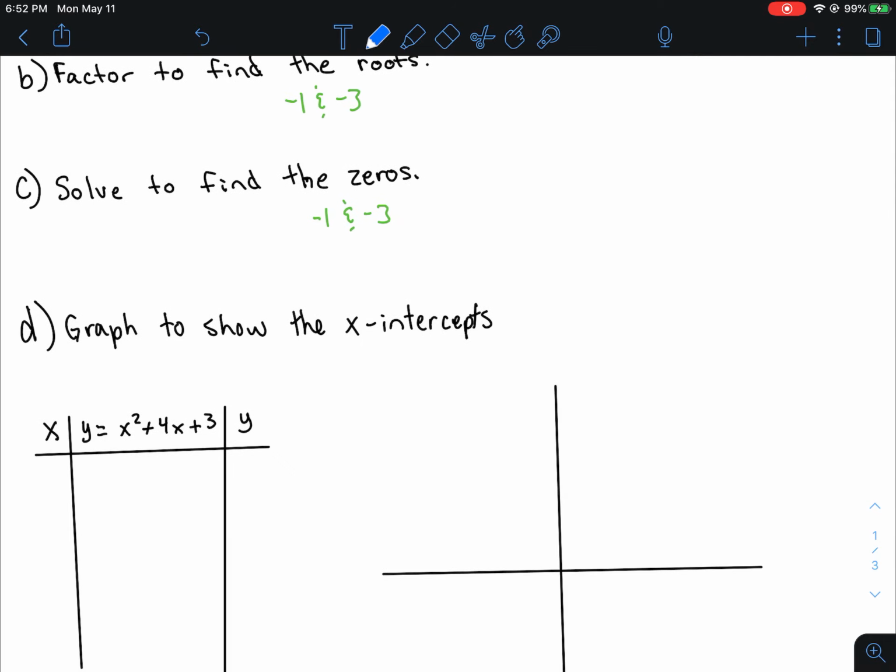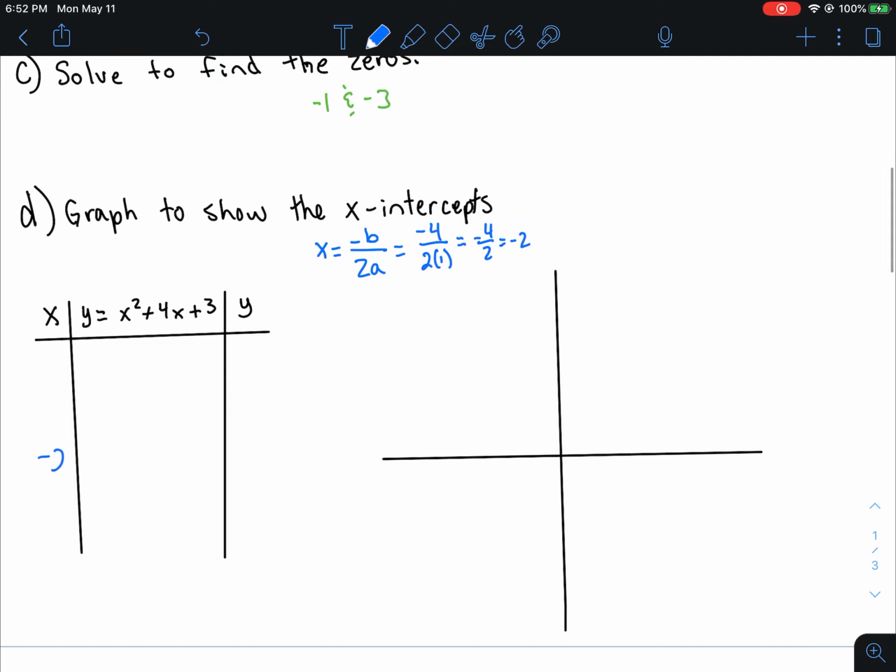To show the x-intercepts, we first have to find the axis of symmetry, which is negative b over 2a. In this case, b is already positive, so it'll be negative 4. And then a in this case is 1, the number in front of x squared. So negative 4 over 2 is the same as negative 2. So negative 2 is our starting point, our minimum or our maximum. So we're going to plug in negative 2 in order to find our vertex. Negative 2 squared is 4. 4 times negative 2 is negative 8, and then add 3. So 4 plus negative 8 is negative 4, plus 3 is negative 1.